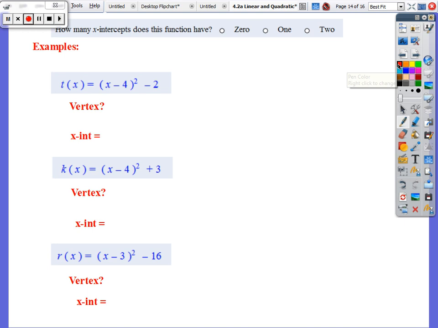Let's take a look at the second example. Again, they're asking for the vertex. Now we said the A was positive, so it's going to be concave up. For this one, let's say there was a negative in front. That means it's concave down.